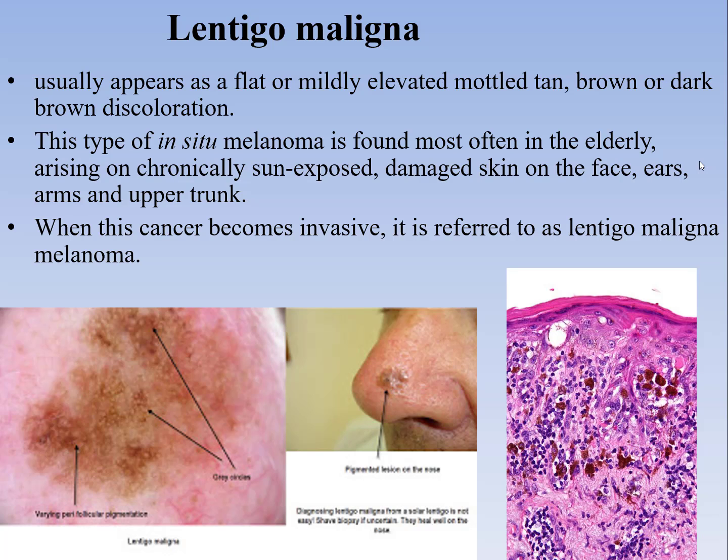Lentigo maligna usually appears as a flat or mildly elevated, mottled tan, brown or black-brown discoloration. This type of in situ melanoma is found most often in elderly men and women, arising on the chronically sun-exposed, damaged skin of the face, ears, arms, and upper trunk. When this cancer becomes invasive, it's referred to as a Lentigo maligna melanoma.